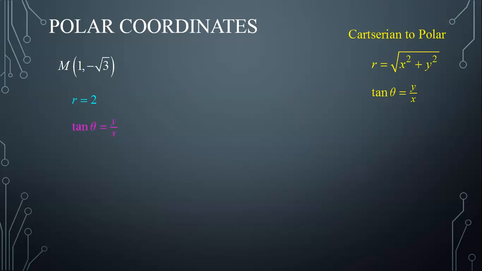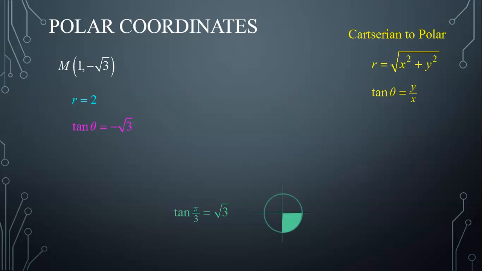On the other hand, tan theta being y over x, replacing y by negative square root 3 and x by 1, I end up with tan theta equals negative square root 3. However, in my table of remarkable angles, I know that tan of pi over 3 equals positive square root 3, and pi over 3 being in quadrant 1.